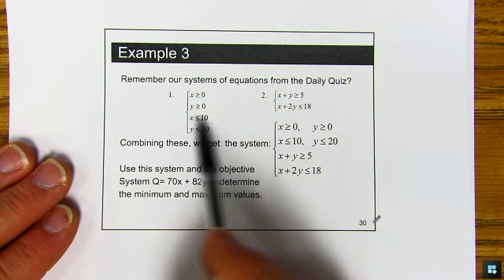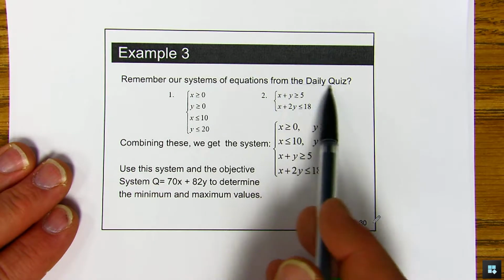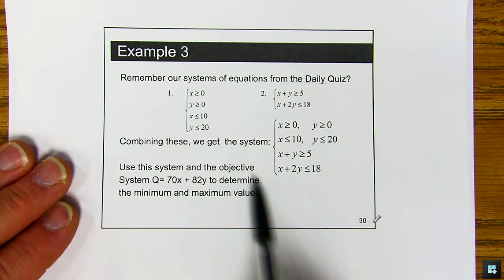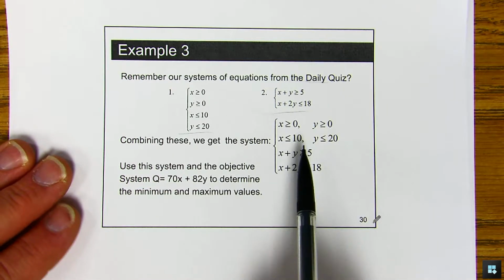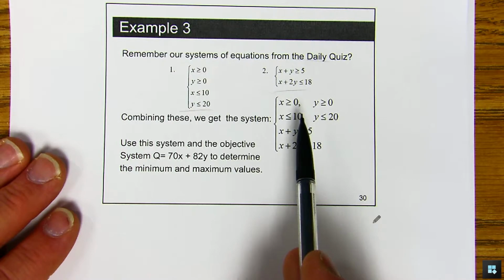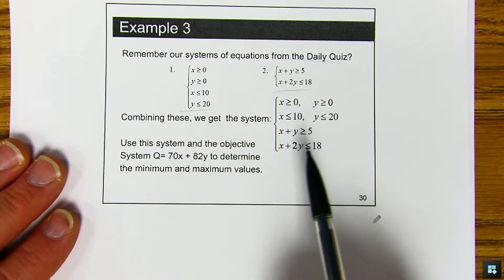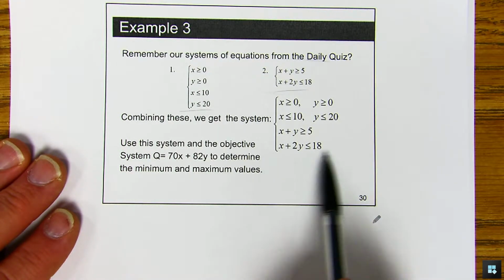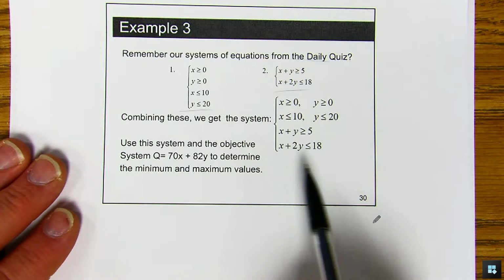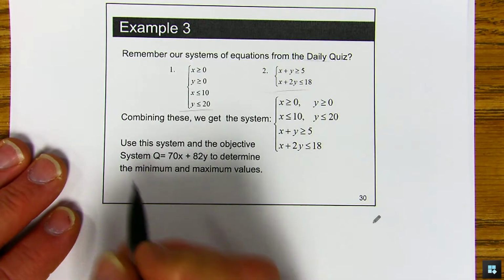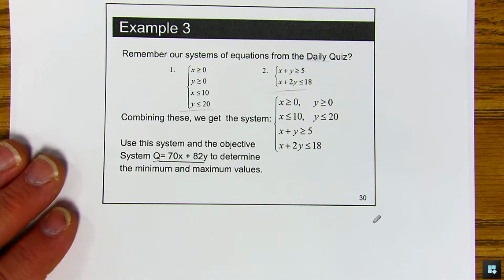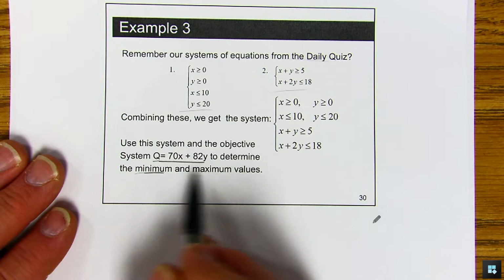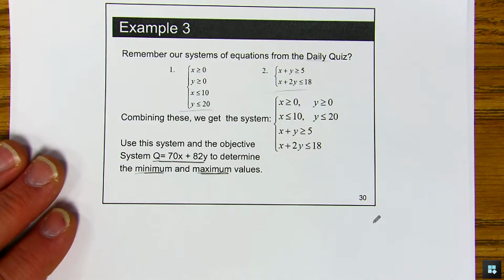This was just from the daily quiz, just showing you where we got these equations from right here. We just took all of these equations and put them into our system. So I think, possibly, on the linear programming side, you're probably going to be given a set of constraints. These are called constraints. You'll probably be given your objective equation, which is right here. And then it wants you to determine the minimum and maximum values. So you're going to have to find both the min and the max based on these constraints.